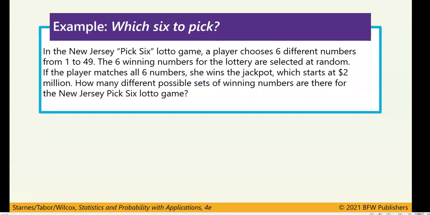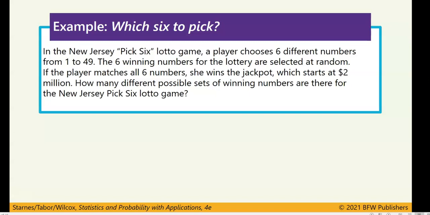Here's an example. In the New Jersey Pick 6 Lotto game, a player chooses 6 different numbers from 1 to 49. The 6 winning numbers from the lottery are selected at random. If the player chooses all 6 numbers, they win the jackpot, which starts at 2 million. How many different possible sets of winning numbers are there in the New Jersey Pick 6 Lotto game?